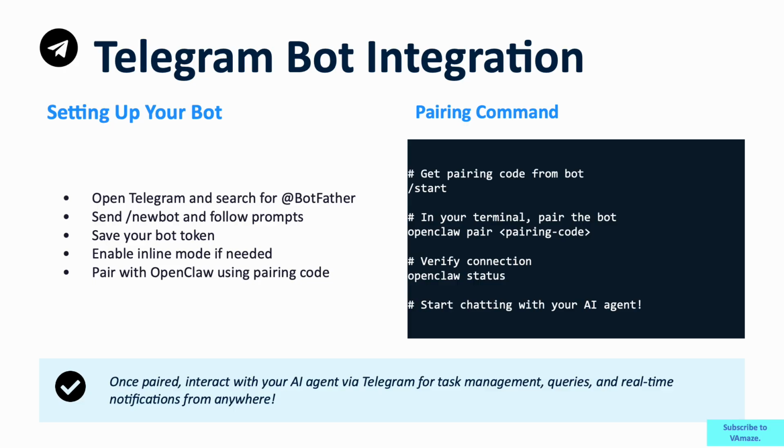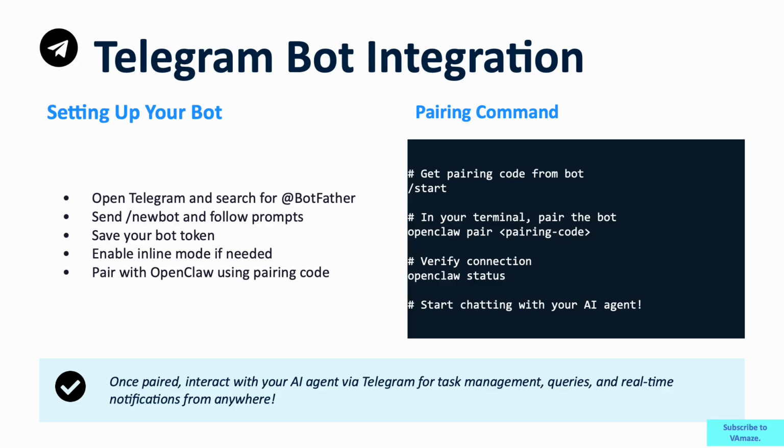Some of my favorite use cases, I'll message my agent from my phone during my commute to get a summary of overnight notifications, or I'll ask it to add items to my to-do list while I'm in a meeting. The convenience is remarkable. Now let's talk about what makes OpenClaw truly flexible, customization and the hook system.